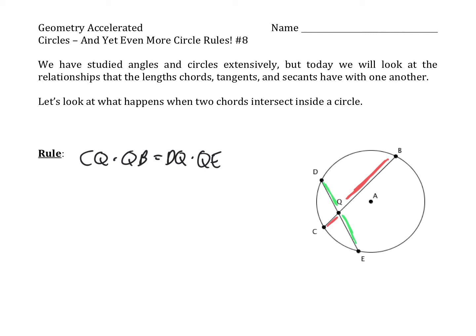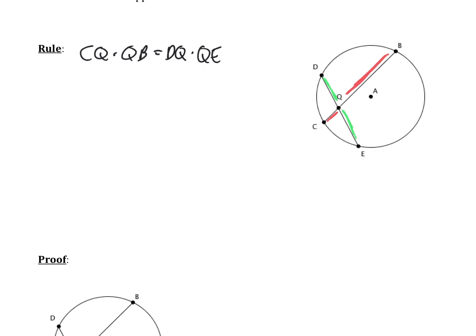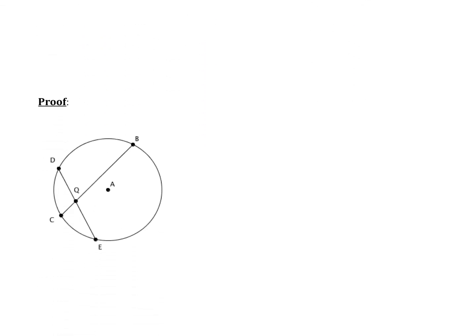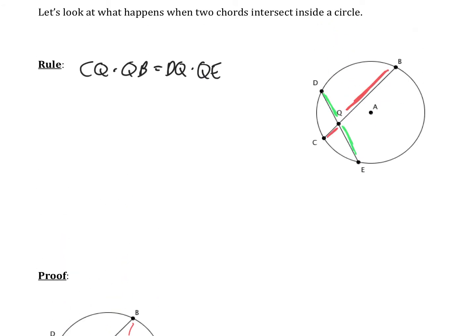Now, let's think about why is that true? I could be totally making this up. So, to get you started, I'm going to encourage you to pause the video in a minute, maybe try to think through the proof. But to get you started, I'm going to draw in a line there and a line there, creating 2 triangles. So I'd encourage you to pause the video for a second and see if you can prove that CQ times QB equals DQ times QE.